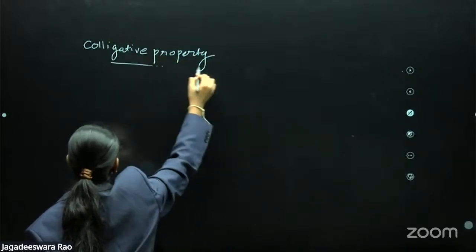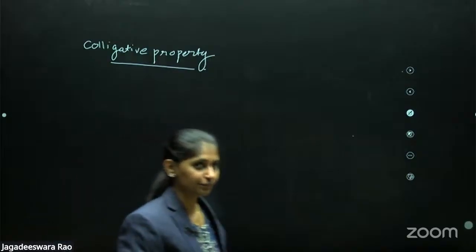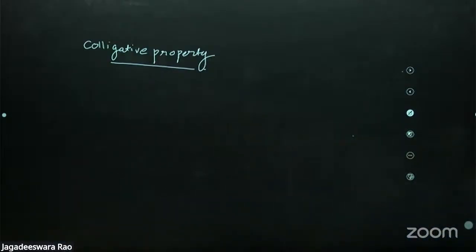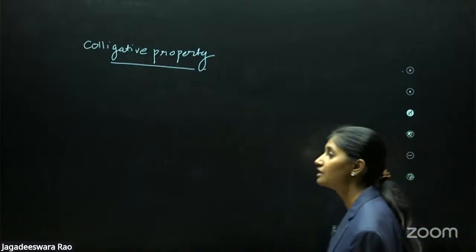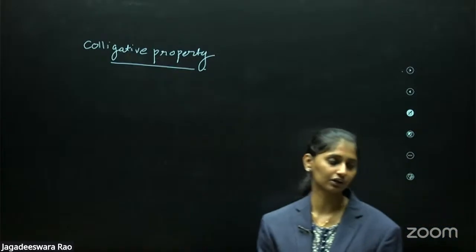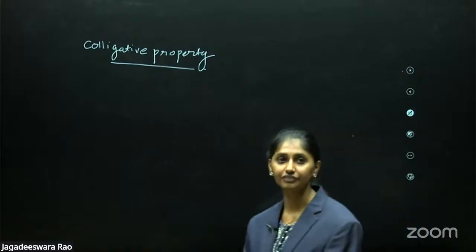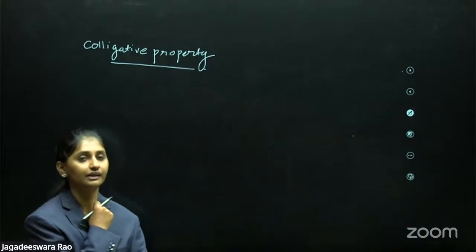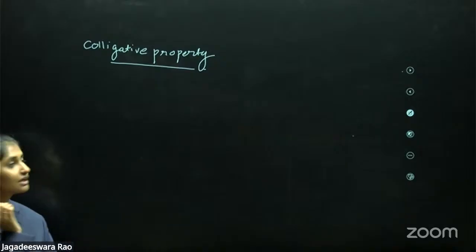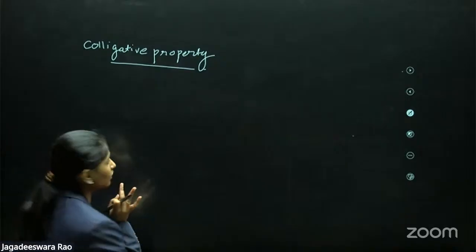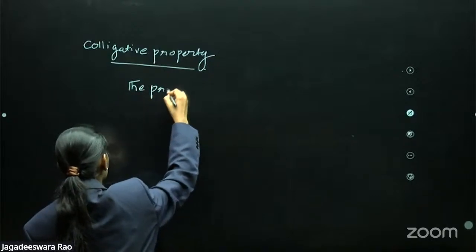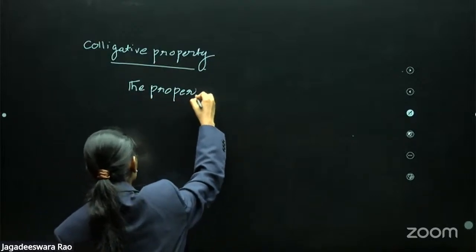That is colligative properties. So what are colligative properties? Colligative properties are the properties which just depend on the number of solute particles but not on the nature of solute particles. If any property just depends on the number of particles, that we call colligative properties. Understood, students? So a colligative property depends on the number of particles but not on the nature of particles.